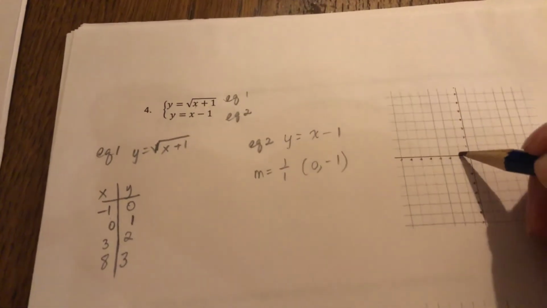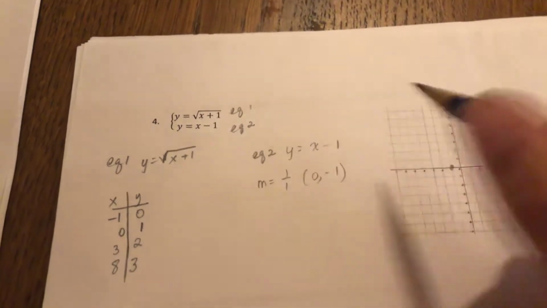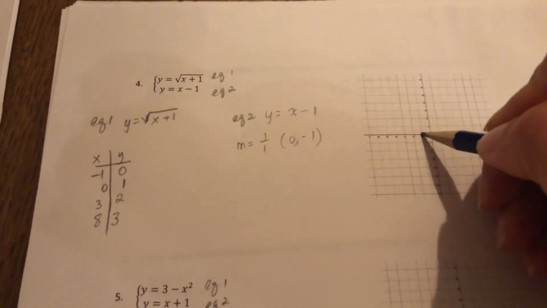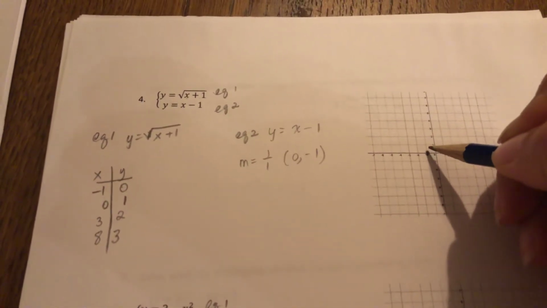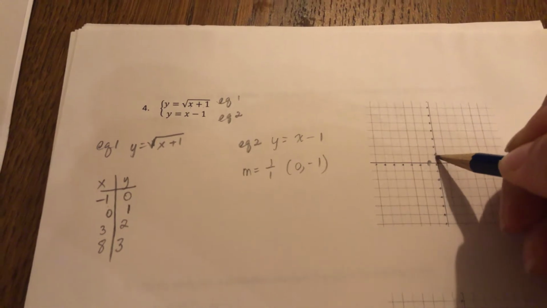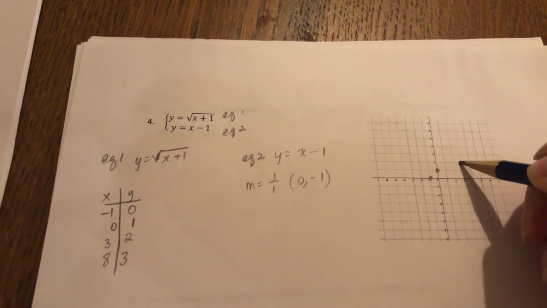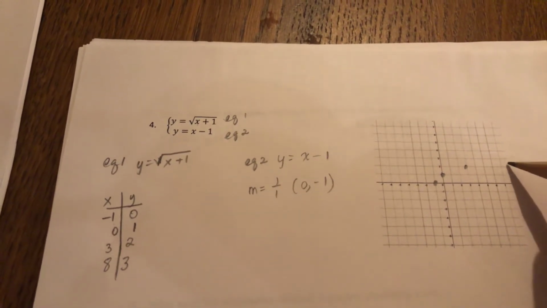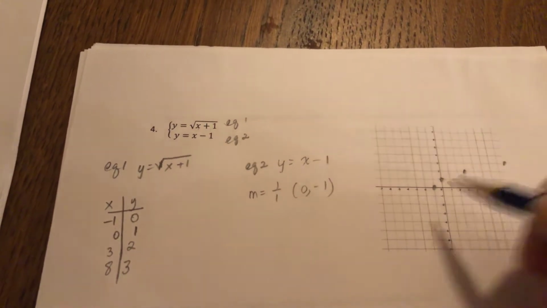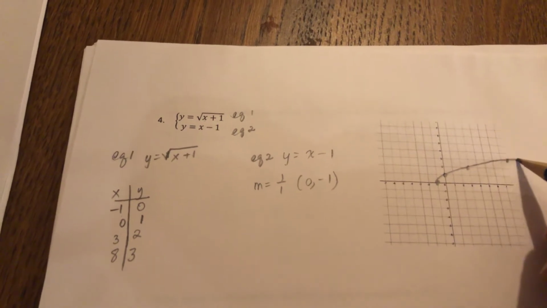So we have negative 1, 0. We already knew with our transformations that it would start there, but here we're getting more specific. Then we have 0, 1, the y-intercept, and 3, 2, and you can see it coming together. 8 is down here, and 3 would be somewhere right here. And so we get our classic square root shape.